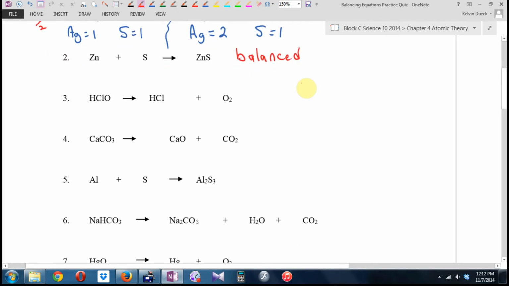What if you had tried to balance and you had done something like this? What did we say if you can reduce the coefficients? You always put them in lowest terms, right? So don't do that. Let's see, next one.